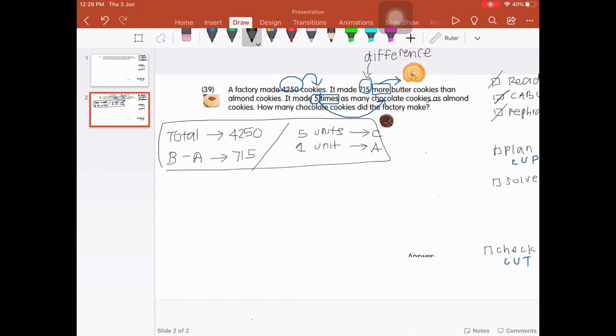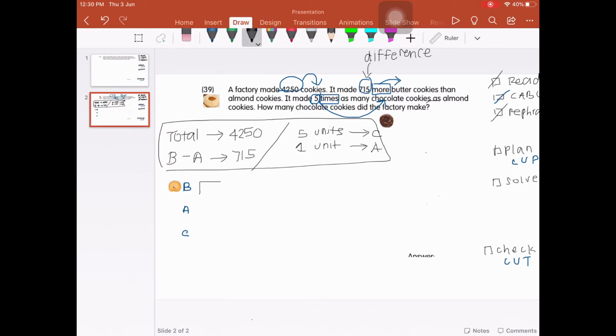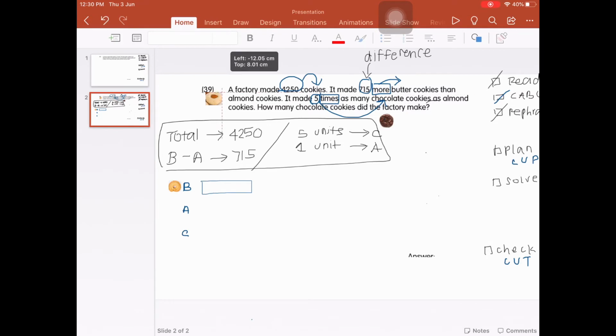Now we can see that in our CAP U2, we have boxes. So boxes will represent comparison model. It means that there will be one short, one long model. We got butter cookie, almond cookie, and chocolate cookie. We know that the factory made 715 more butter cookies. So the butter cookies has more. This is butter cookies, so we are going to draw more butter cookies. And butter cookies is more than which cookie? More than the almond cookie.